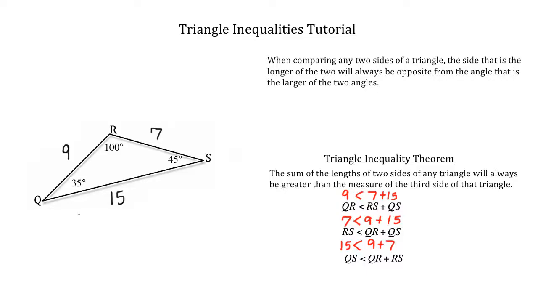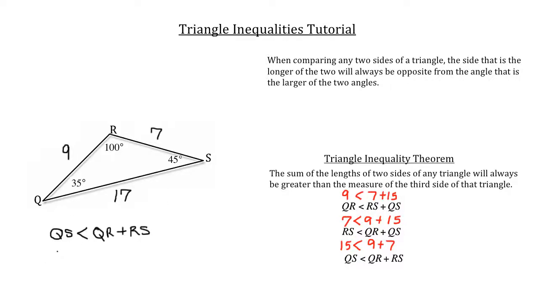Let's go over an example of a triangle that is not correctly drawn and does not obey the triangle inequality theorem. What if segment QS was not actually 15, but according to our problem, it was 17? Would that still obey the triangle inequalities theorem? Well, let's check. According to the triangle inequality theorem, segment QS, this side of the triangle, would have to be less than the sum of the other two sides of the triangle. So, QR plus RS. Let's check and see if it is.